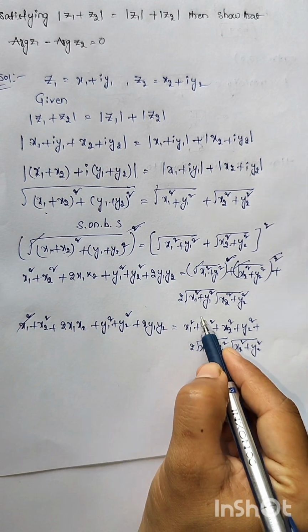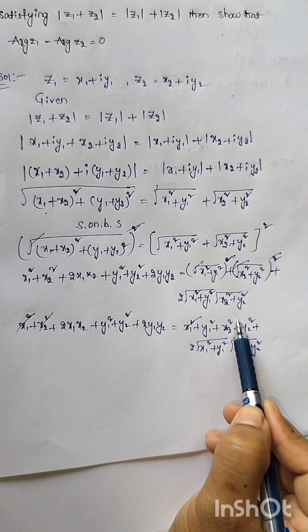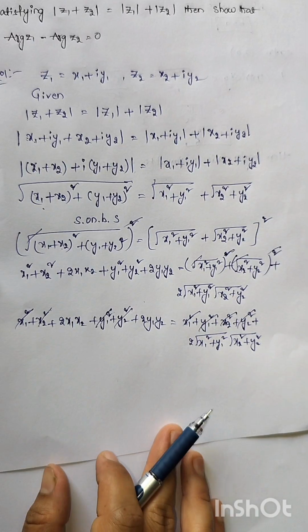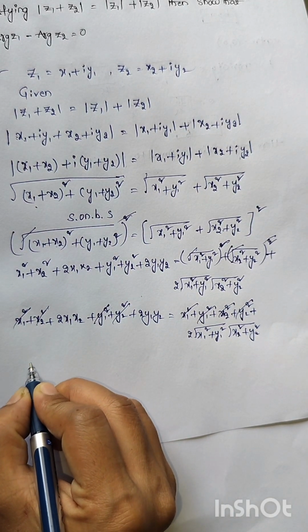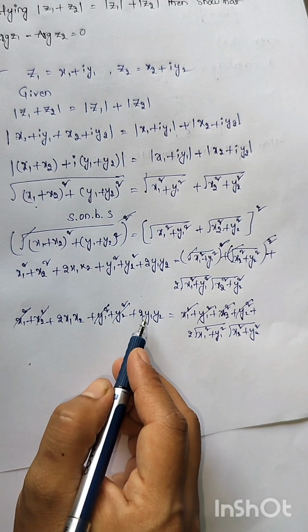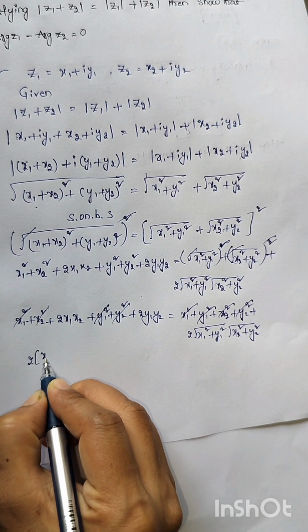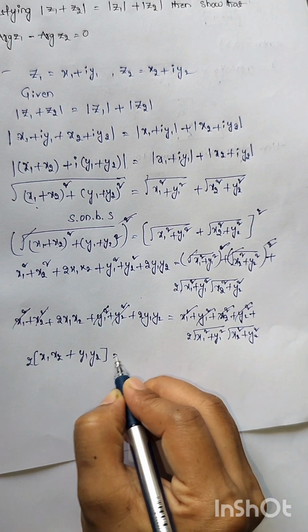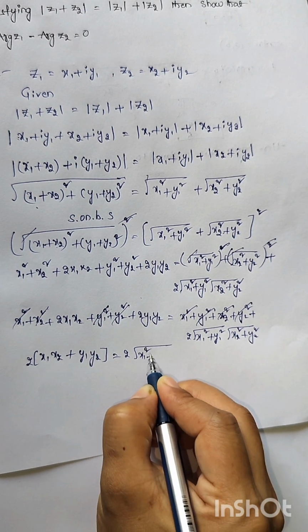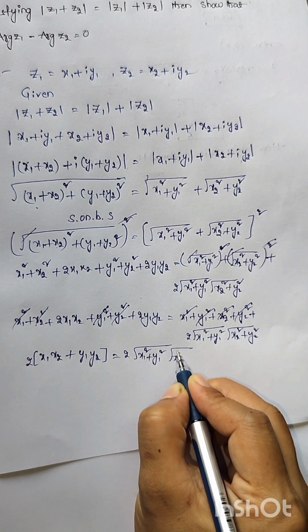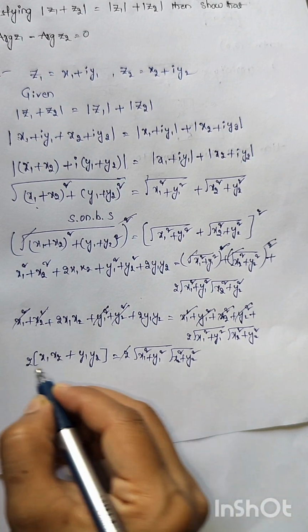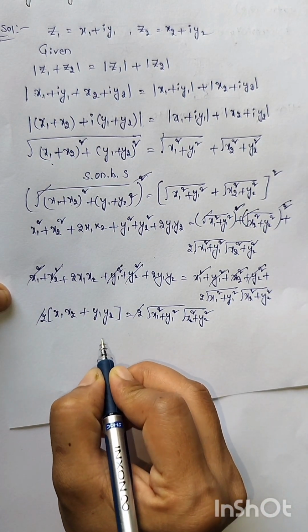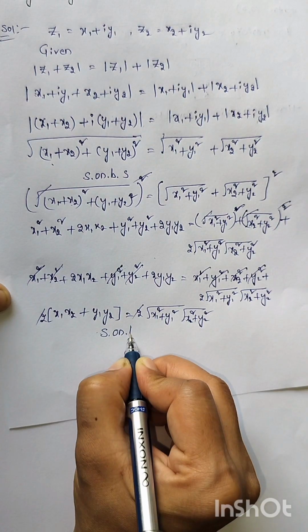Here x1 square gets cancelled, x2 square, y1 square, y2 square cancel. Remaining terms: taking 2 common, 2 of x1 x2 plus y1 y2 equals 2 into root of x1 square plus y1 square, root of x2 square plus y2 square. 2 gets cancelled. So now again we can do squaring on both sides.